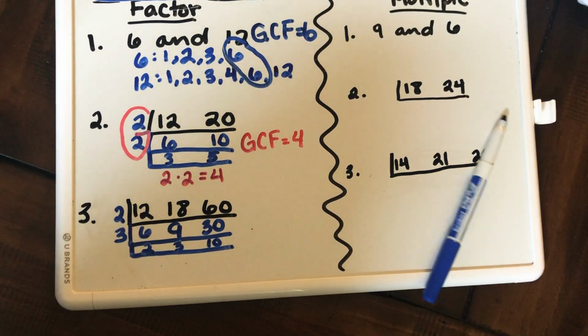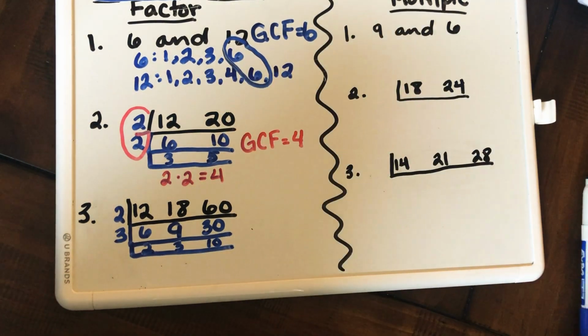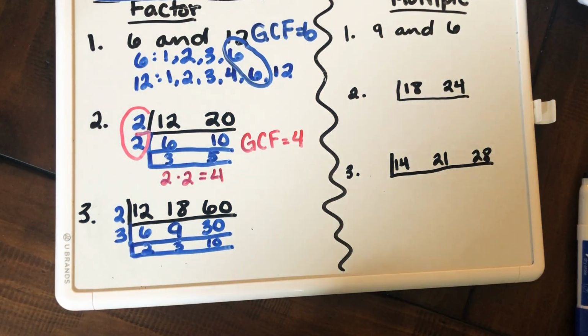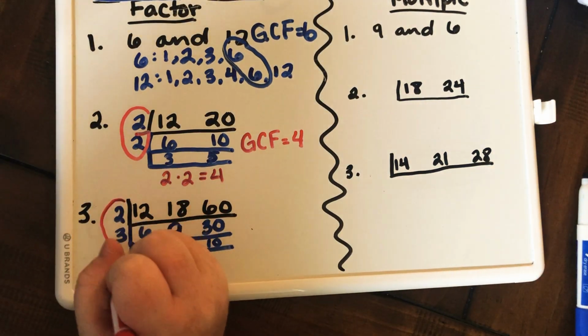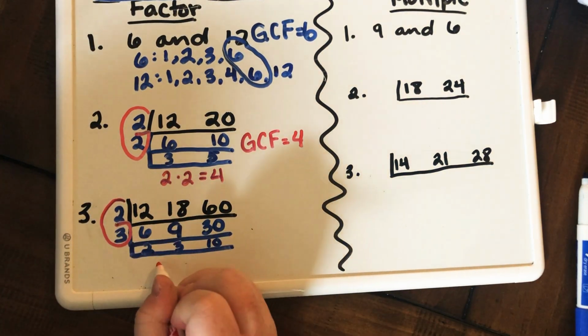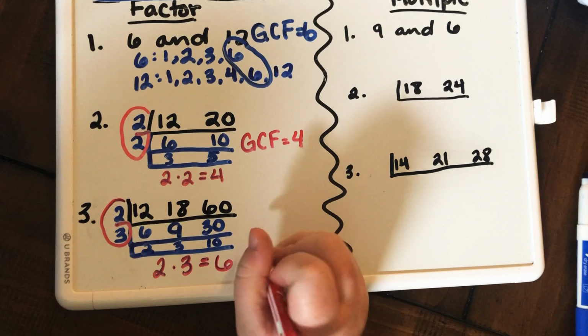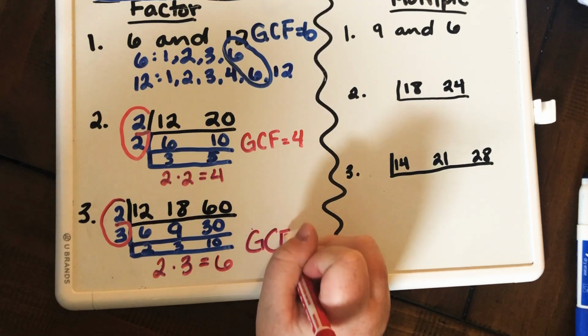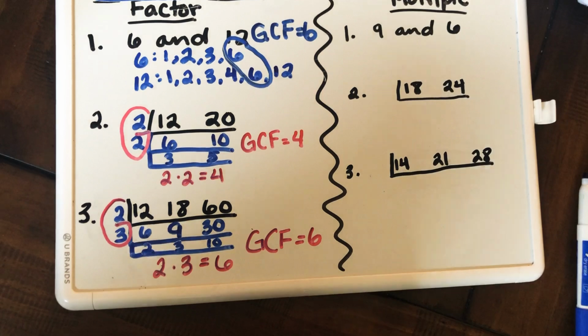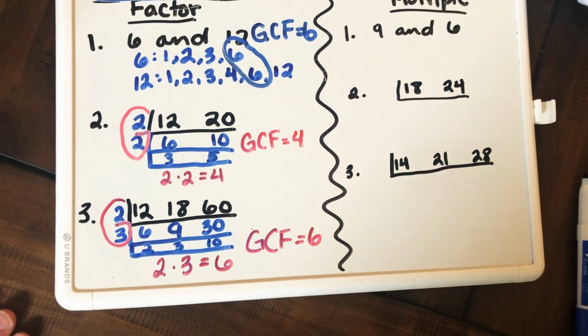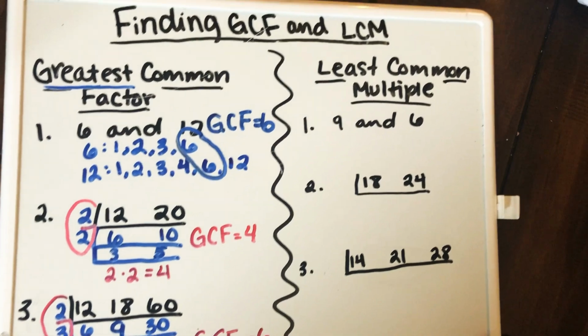So right now I'll stop and let me catch my marker. I'm going to stop and make my G. I'm going to multiply everything in the G. 2 times 3 equals 6. So my GCF equals 6. There you go. So that is GCF. I'll leave it there for just a second so you can pause and copy down anything if I went too fast. All right, so I'm going to scroll back down just a little bit.